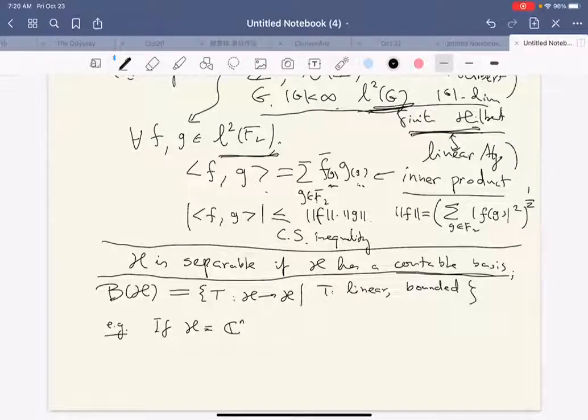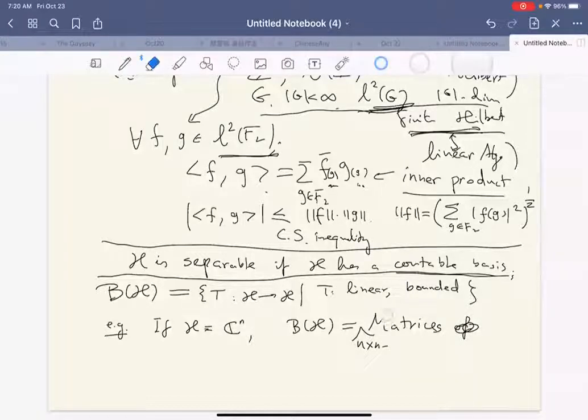So this is the complex n-plane with the standard inner product. Then B of H is the space of all linear operators from C^n to itself. So this is what's called the matrix algebra. Matrices, so n by n matrices. The set of n by n matrices.